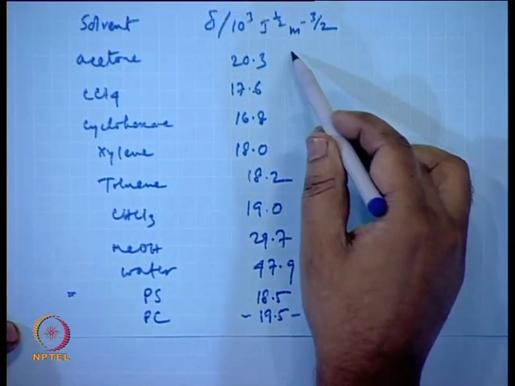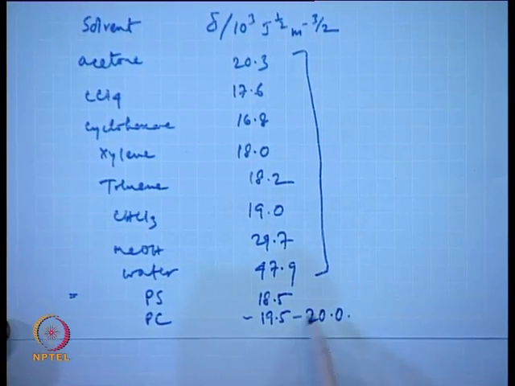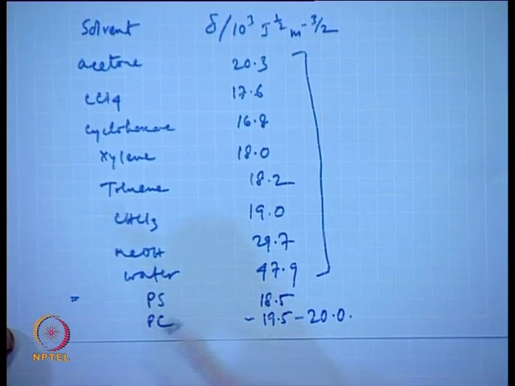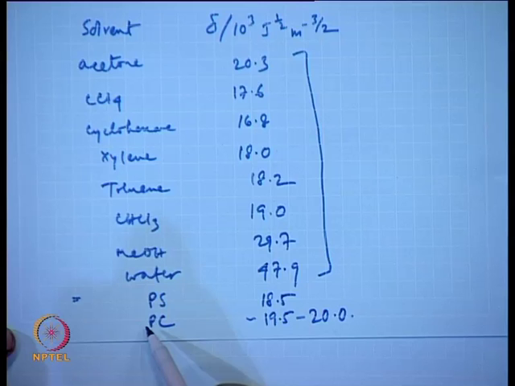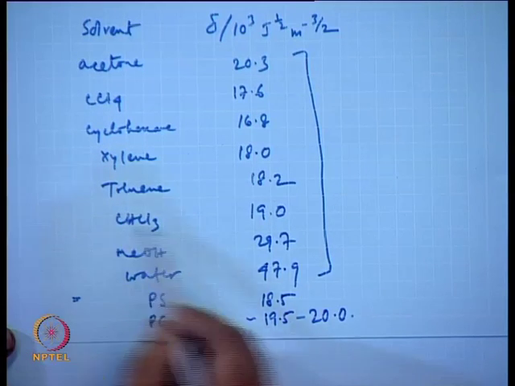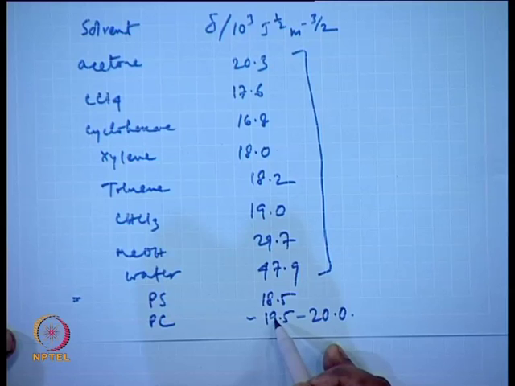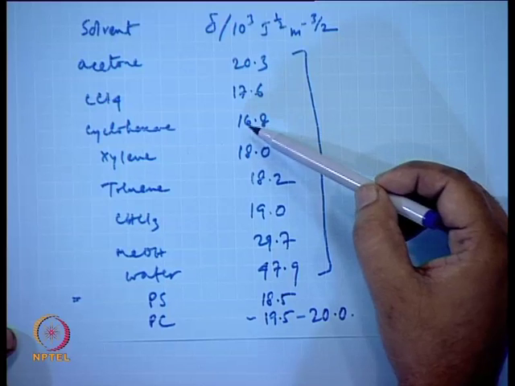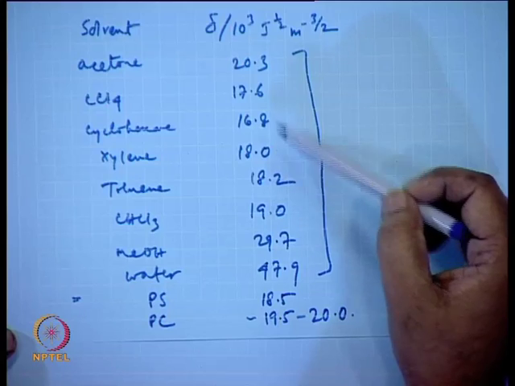Obviously, look at these solvents. Now as we have seen, if the delta value of the polymer is closer to that of the solvent, then it will promote mixing, or the polymer will be soluble in that solvent. So polycarbonate will obviously be soluble in chloroform. It is 19.5 and 19.5. Obviously polycarbonate will not be soluble in methanol, water, or some of the very nonpolar solvents, such as cyclohexane, carbon tetrachloride, xylene, and so on.